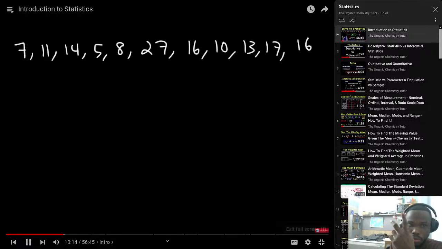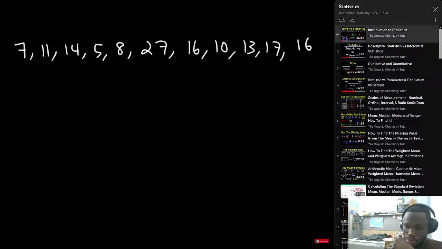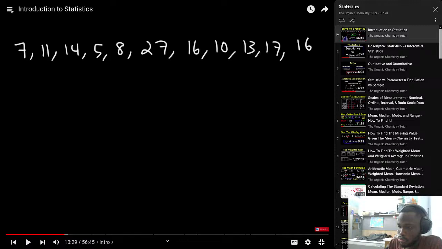Go ahead and identify Q1, Q2, and Q3. Calculate the interquartile range, the IQR, and determine if there's any outliers in this data set. Feel free to pause the video and use what you know to try it.